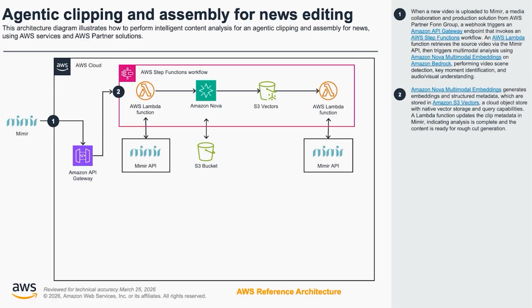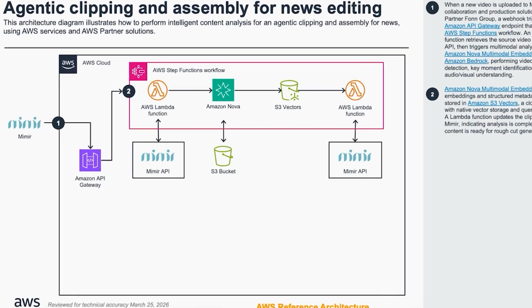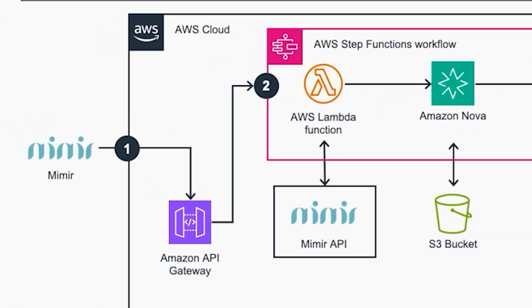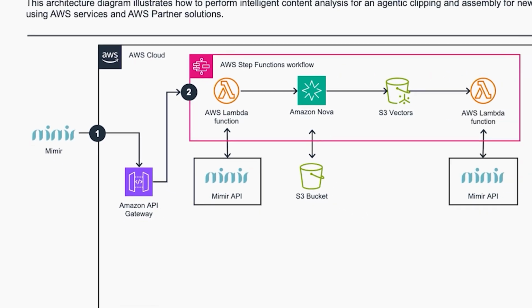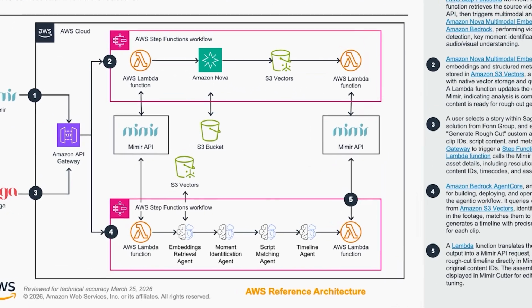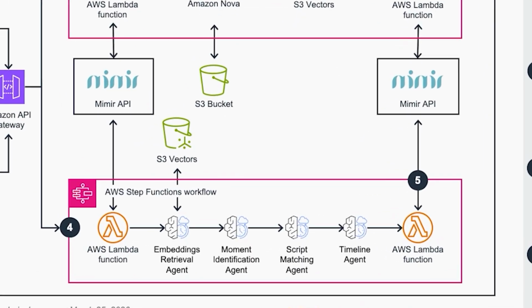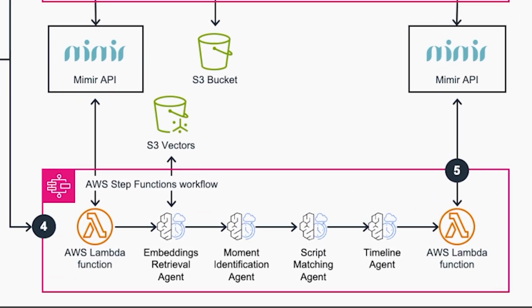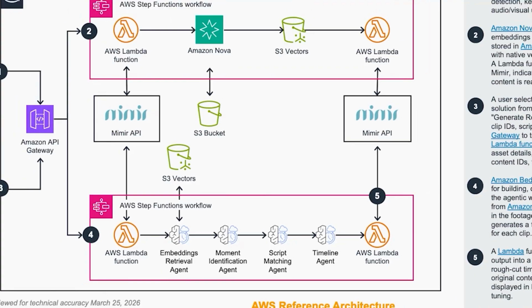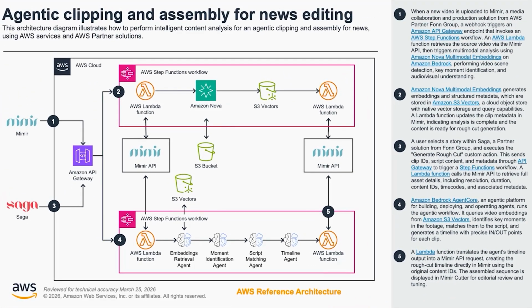Now let me quickly recap what's powering this under the hood. Amazon Bedrock with Nova Foundation models handles the multimodal understanding. That's the scene detection, key moment identification, and audiovisual analysis. Bedrock Agent Core orchestrates the agentic workflow with those 4 specialized agents. Amazon S3 Vectors stores and retrieves the embeddings. Step Functions and Lambda provide the serverless workflow. And on the partner side, Fawn Group's Mimir and Saga handle the media production experience that journalists actually work in.